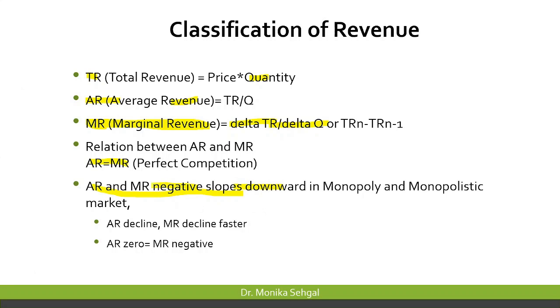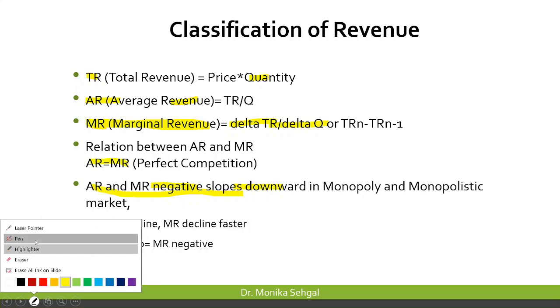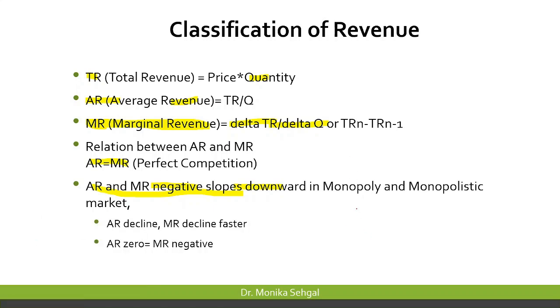In monopoly and monopolistic markets, AR, the average revenue, declines, but the MR, the marginal revenue, declines faster, like this. If AR is declining, MR declines faster. If AR becomes 0, MR becomes negative before that.